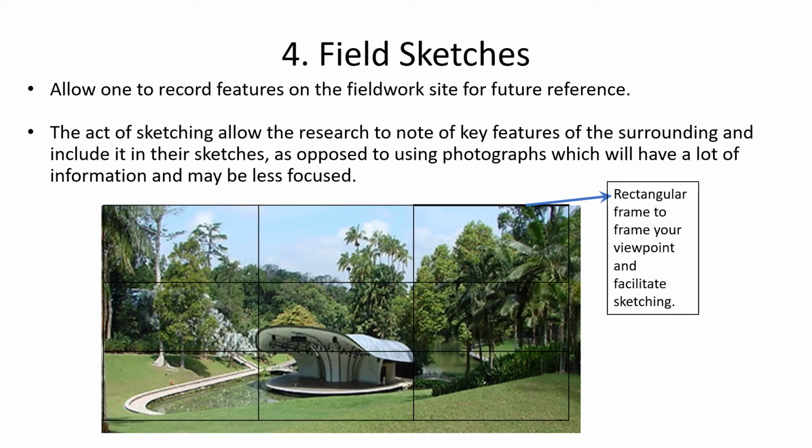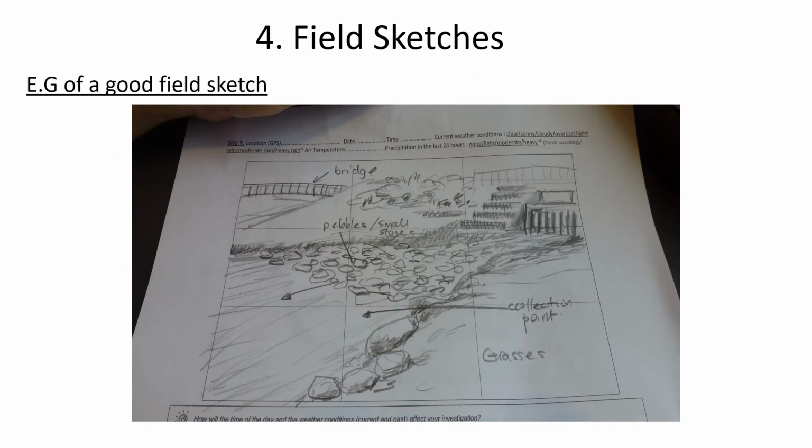In the drawing of the field sketch, researchers will sometimes use a rectangular frame that divides the picture, the surrounding, into 9 grid boxes to facilitate sketching. This is an example of a good field sketch. As you can see here, certain key features are highlighted in this sketch and labeled as well. This allows someone who is looking at the field sketch to be clear on what to take note and pay attention to.